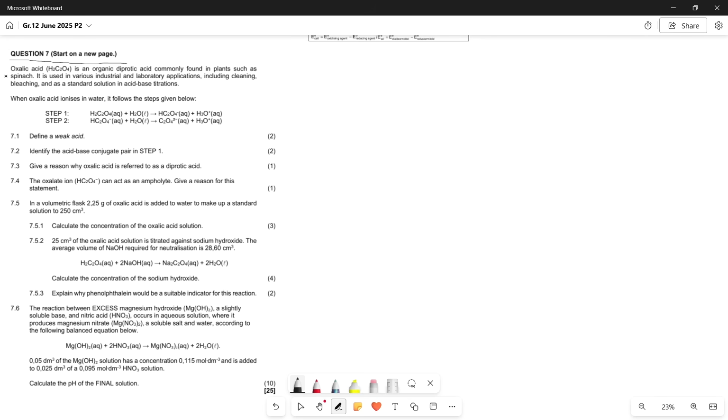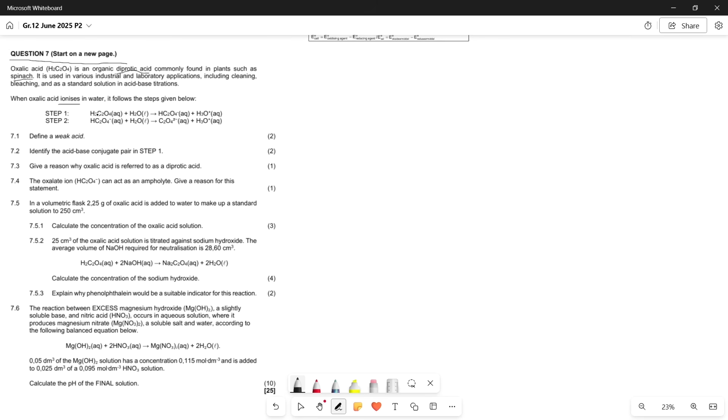So question 7 says, oxalic acid, H2C2O4, is an organic diprotic acid commonly found in plants such as spinach. It is used in various industrial and laboratory applications, including cleaning, bleaching, and as a standard solution in acid-base titrations. So a little story here, not necessarily important besides the fact that we now know what we're looking at, the oxalic acid, and that it is diprotic. Other than that, it's just for interest's sake. So when oxalic acid ionizes in water, that's also good for us. They've given us the verb that acids do. In water, it follows the steps given below.